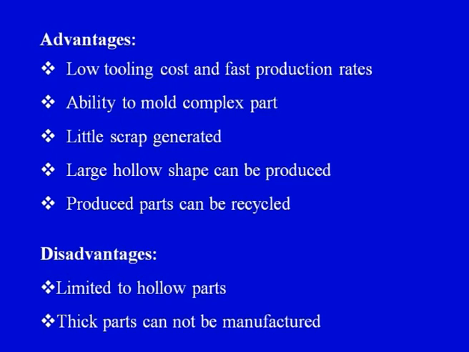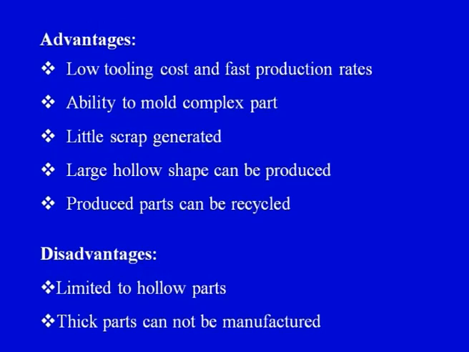Ability to mold complex parts. If you see many PET bottles or these soft drink bottles sometimes, or mineral water bottles, there are fine intricate details on these bottles. So these particular details can be easily incorporated using the blow molding process. Little scrap generated. Scrap generated is minimum in case of blow molding, because the parison that we are using is blown out and it takes the shape of the final product. So there is no wastage literally.